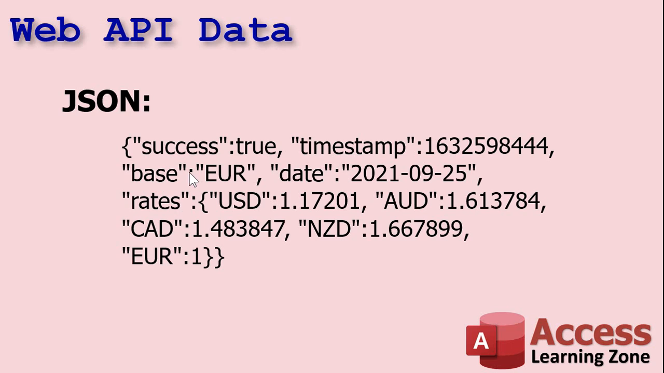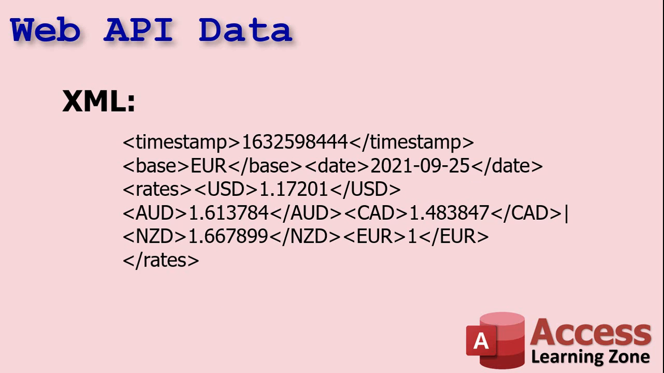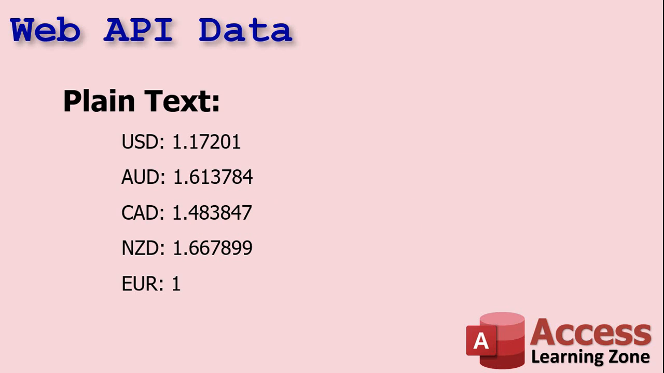Okay, so we're starting off with our base value, euros, right? Here's the date that it was generated. Okay, and then US dollars is that value, 1.17 US dollars per euro, Australian dollars, and so on. So it's just packaging up name value pairs. Here's the same data in XML, right? You've got tags in here instead. Same data, but it's just packaged differently. Or you might get plain text like this.